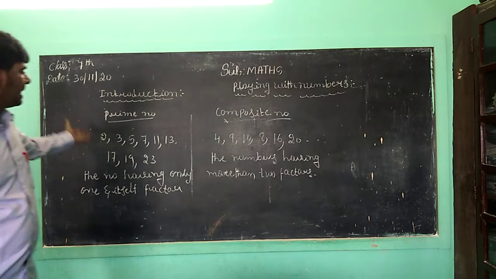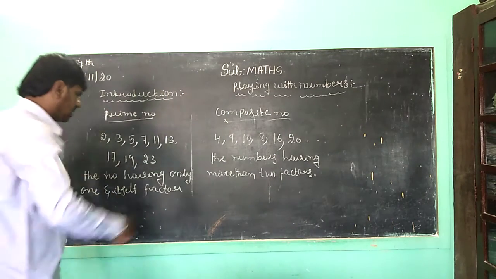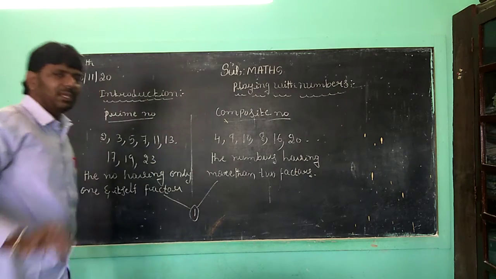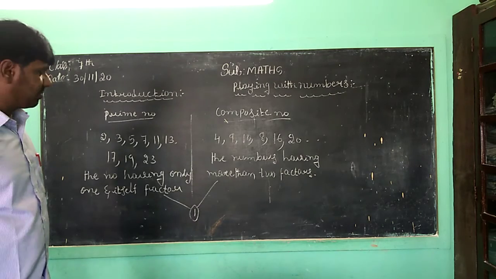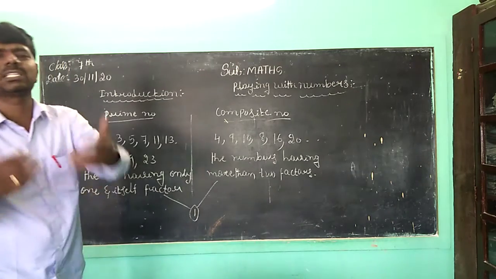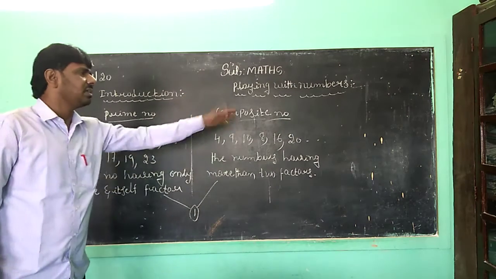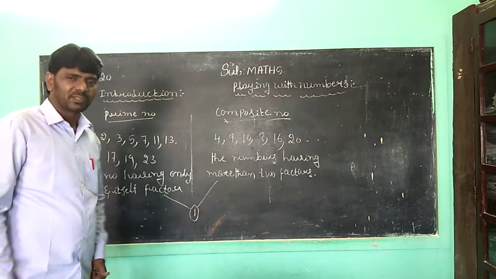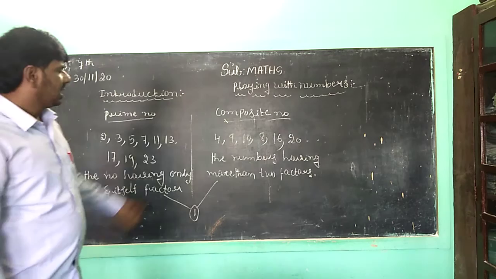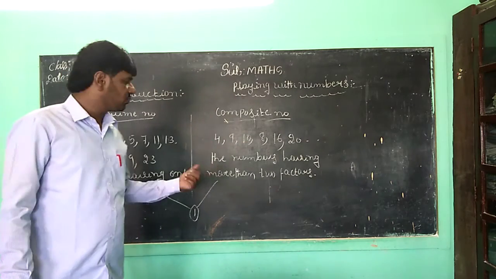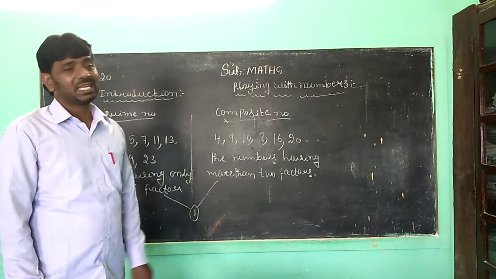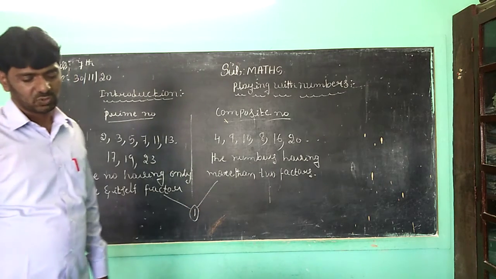Suppose here 1 is not there. What is 1, children? The number 1 is neither a prime number nor a composite number. Correct, children? You can understand. A prime number has only 2 factors, 1 and itself, and a composite number has more than two factors. One is neither prime nor composite. Correct? So this is over, children.